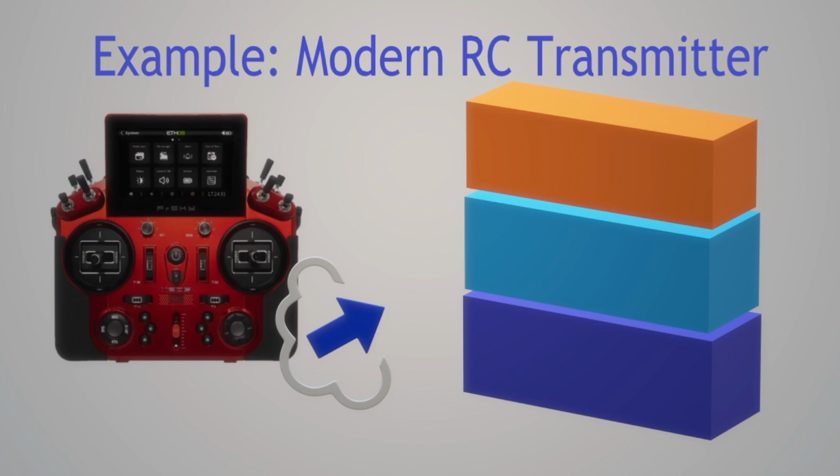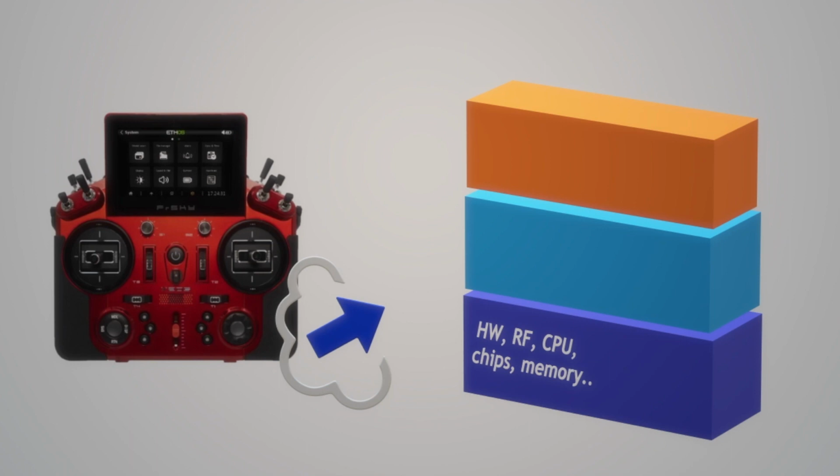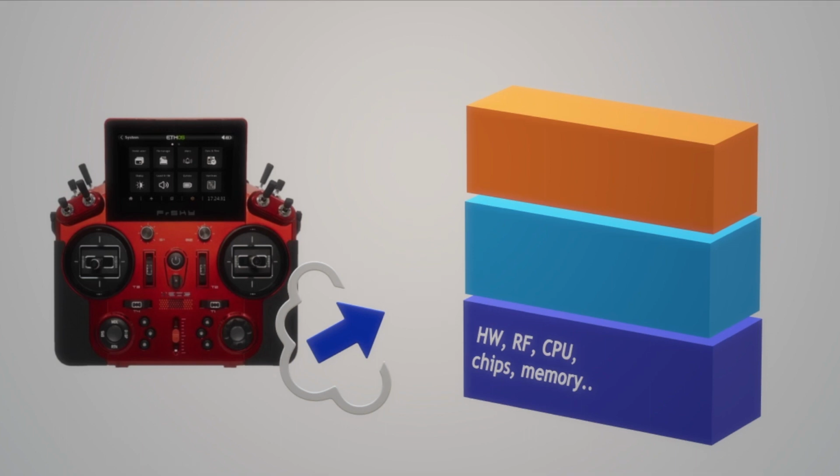Okay then, so a modern advanced transmitter is usually built and can be visualized based on three basic layers, with the bottom layer consisting of hardware components such as RF chips, processor, memory chips, USB chips, and so on.